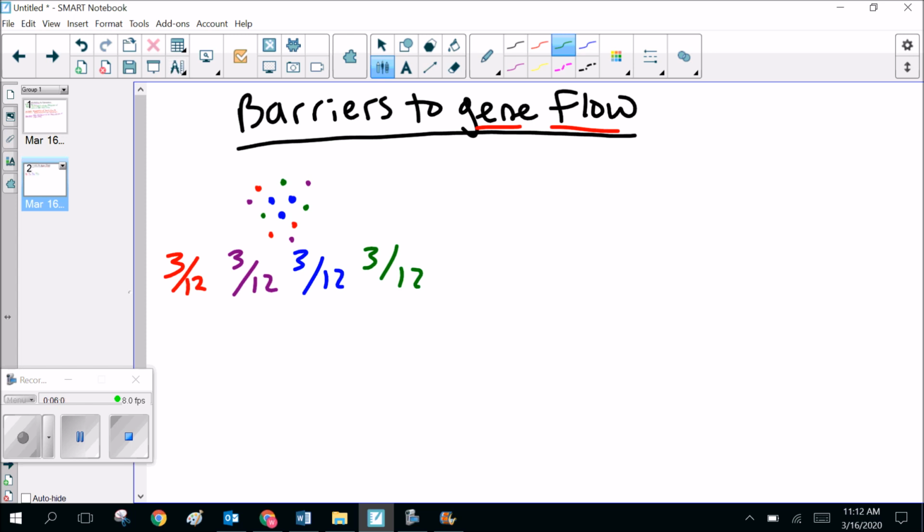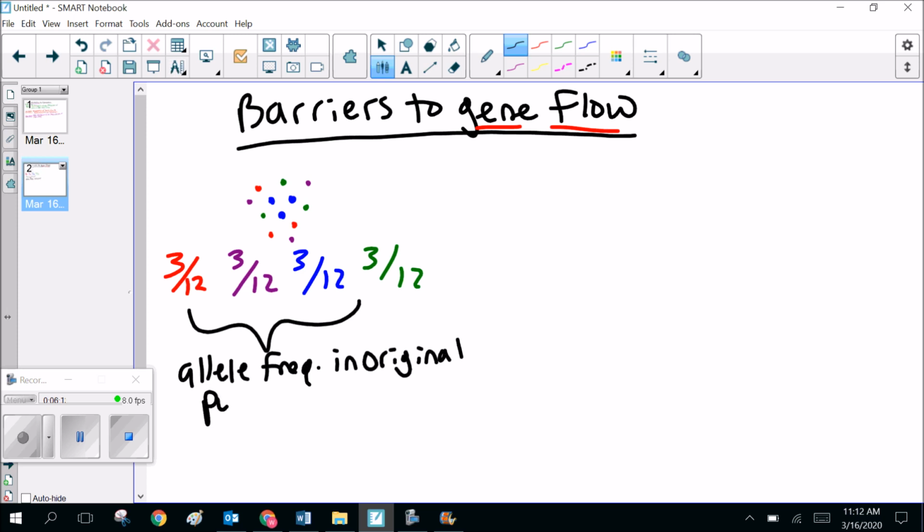Okay, so when we look at these allele frequencies here, we can see that the allele frequencies in the original population are all equal. Okay, so that means that here when we look at these, there is no one allele that's winning out within the population. But let's say that we have a selection event occur.